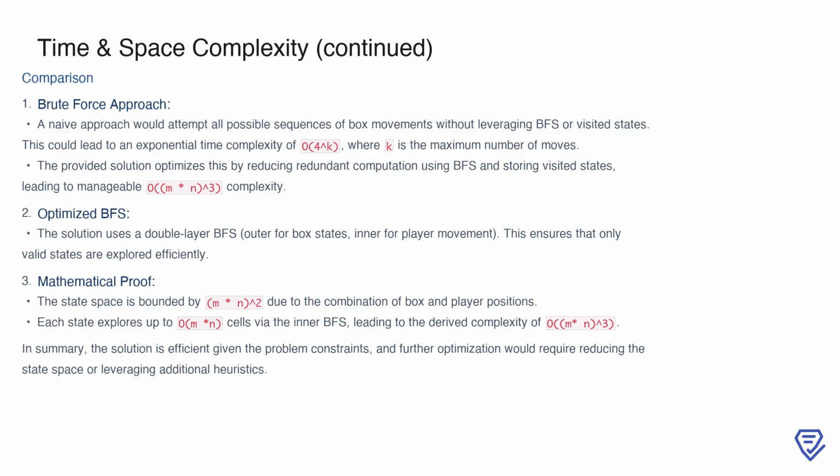The outer BFS efficiently explores box states while the inner BFS handles player movement, ensuring that only valid states are considered. Furthermore, mathematical analysis confirms that the state space is bounded by O((m*n)^2), with each state requiring up to O(m*n) cells to be explored. This results in the derived time complexity of O((m*n)^3). By reducing redundant computations and focusing on valid states, the algorithm is efficient within the problem constraints. While further optimization might be possible, it would require reducing the state space or leveraging advanced heuristics.